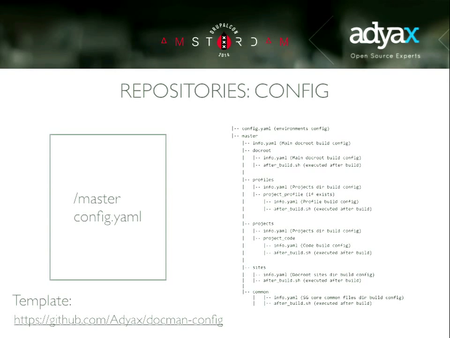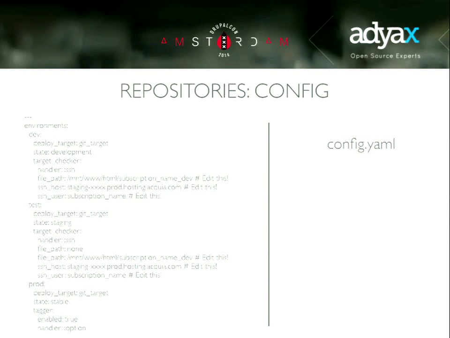In this example, I will need to show you. I will show you later how it works. So before the initial stuff, the most important part of Docman is this config repository. By creating this, you are describing what you want to build. And this is the main configuration file.